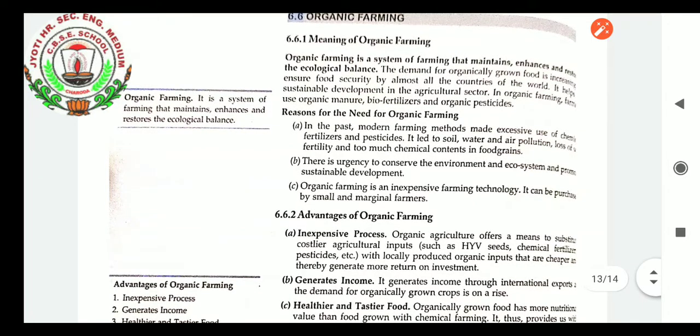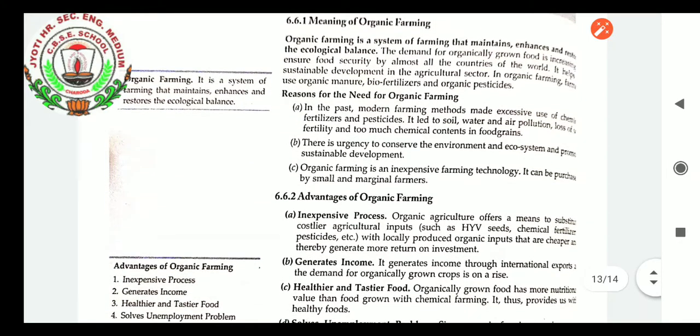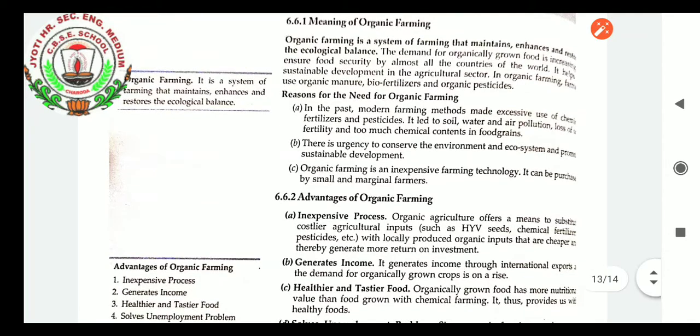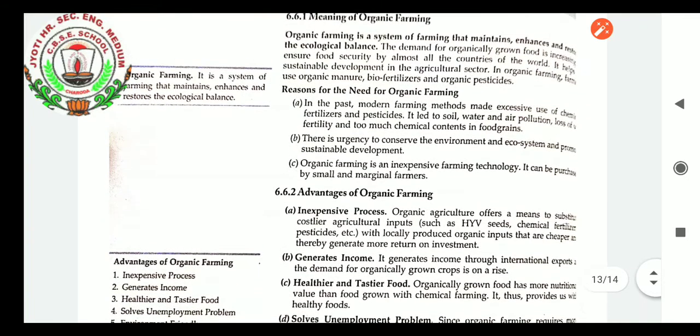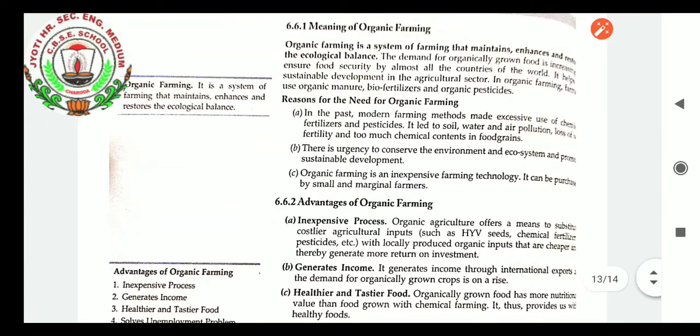It helps sustainable development in the agriculture sector. In organic farming, farms use organic manure, biofertilizers and organic pesticides. This definitely, when the input is natural, output will also be 100% natural. Reason for the need for organic farming. In the past, modern farming methods made excessive use of chemical fertilizers and pesticides, which have affected the soil fertility also. It led to soil, water and air pollution, loss of soil fertility and too much chemical contents in food grains. So from all points of view, it was very wrong.